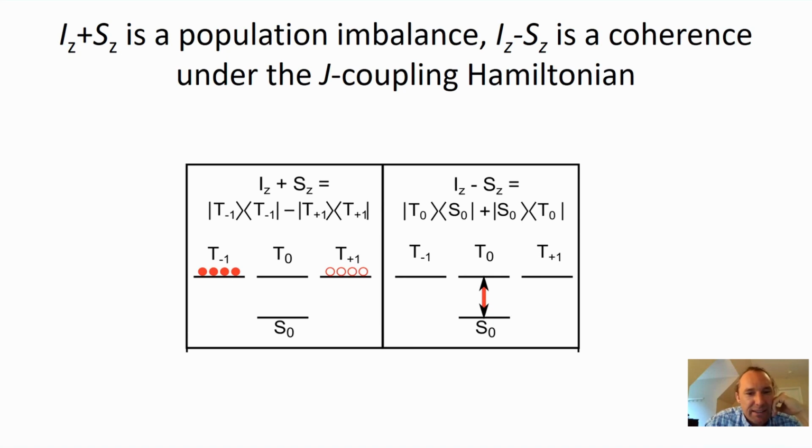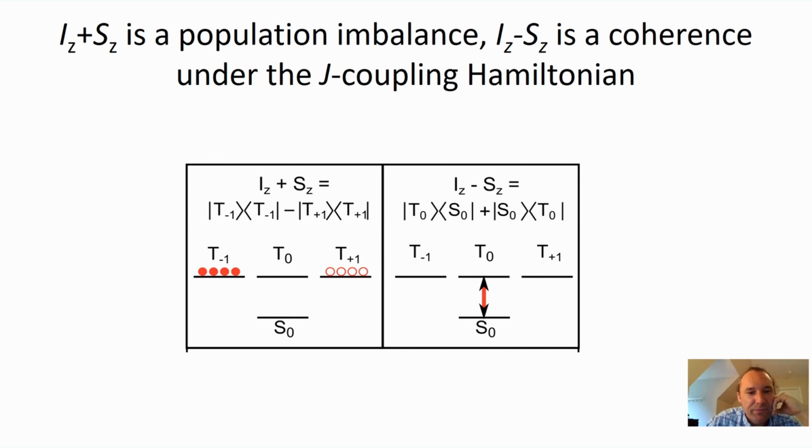For Iz minus Sz, which is what we detect, the situation is very different. If we take Iz minus Sz and represent it with the states that we've just talked about, T0 and S0, then what we see is actually that Iz minus Sz is a coherence between T0 and S0 and not a population. Therefore, this is something that will move. It does not commute with the J-coupling Hamiltonian. And we can hope for detection of that.